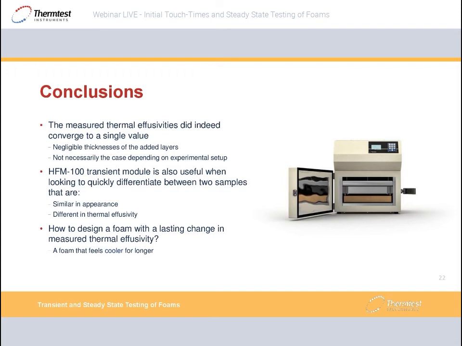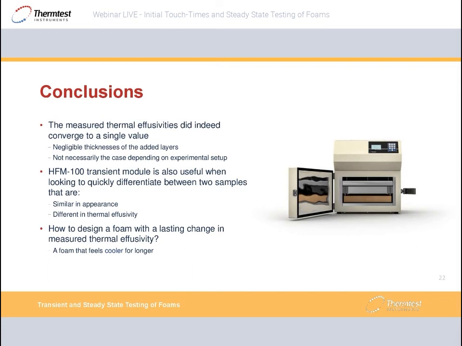The HFM 100 transient module is also useful when looking to quickly differentiate between two samples that are similar in appearance, but different in thermal effusivity. This will allow you to differentiate between these two types of materials in a matter of minutes, rather than 30 to 60 minutes if you were to use the steady state method of this instrument.